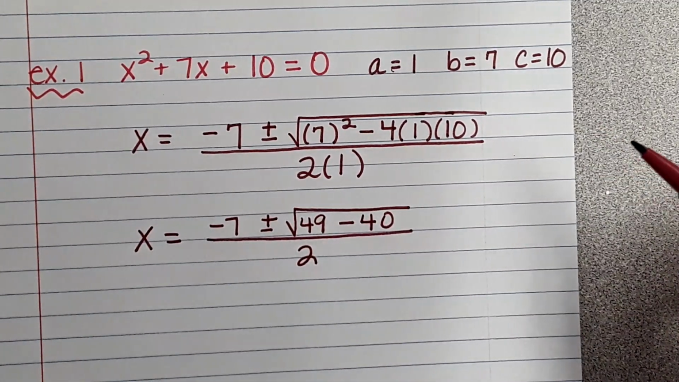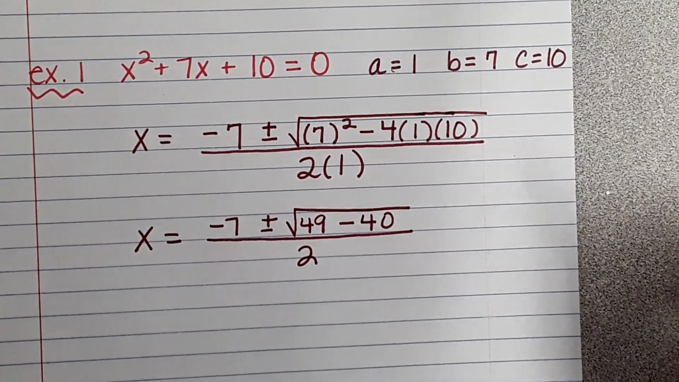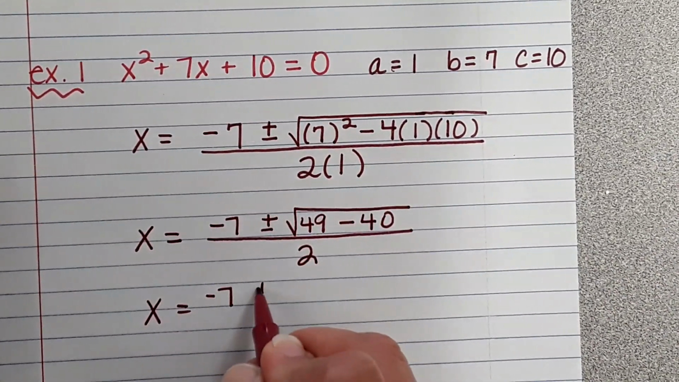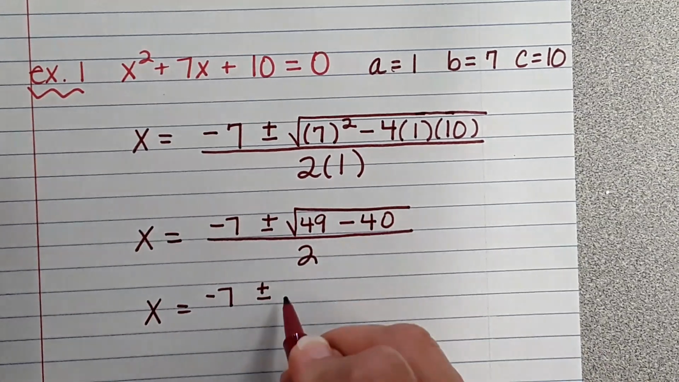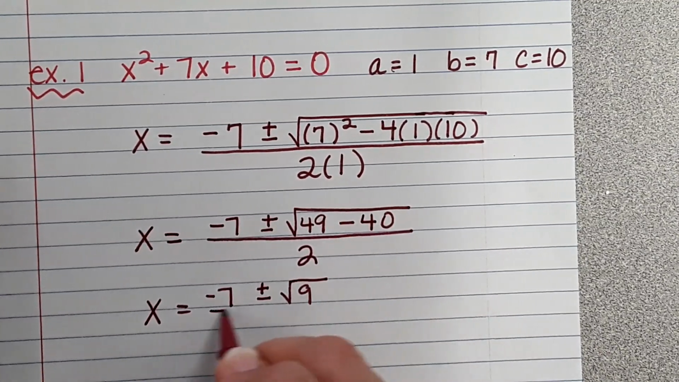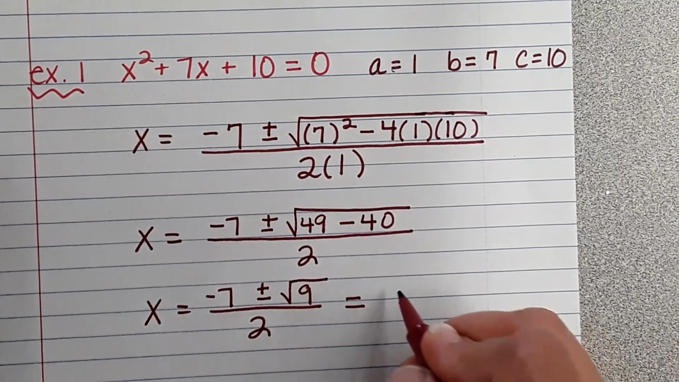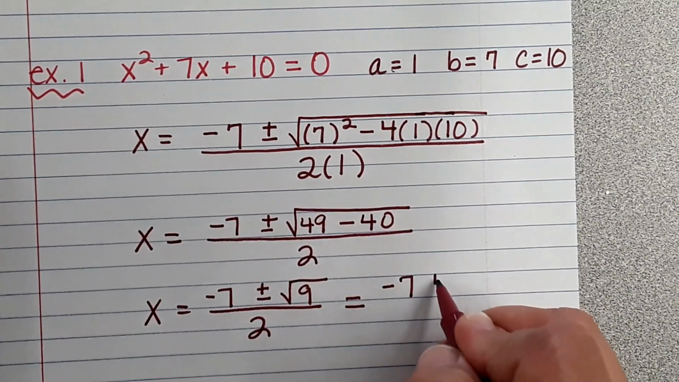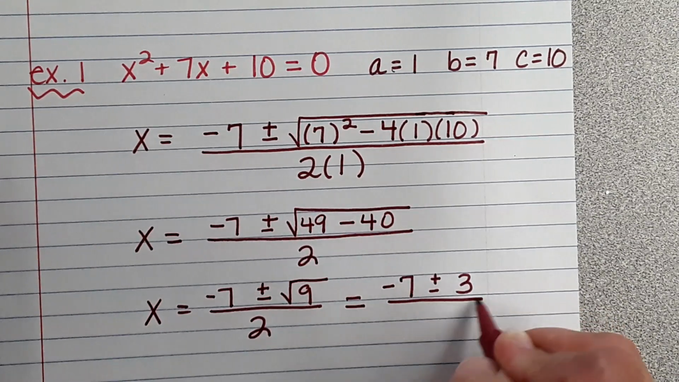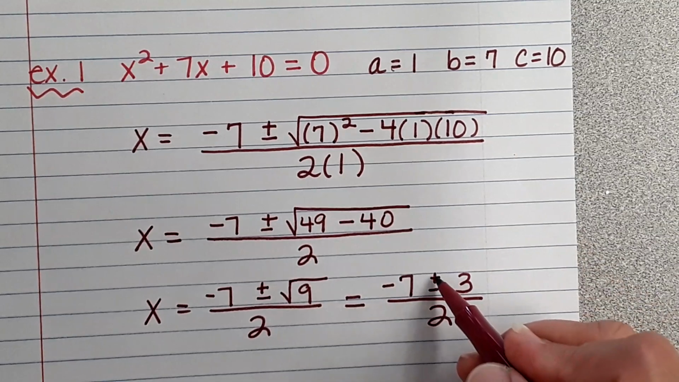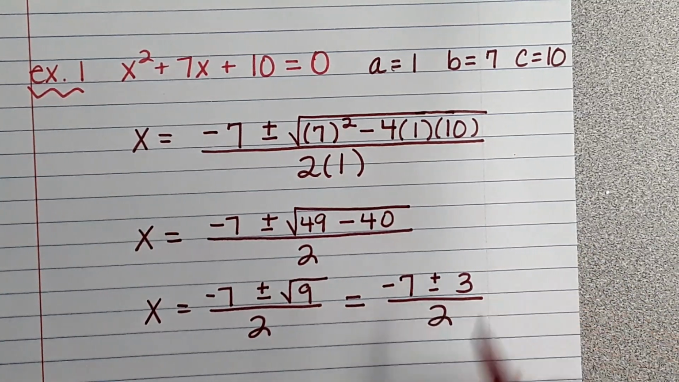Nope, we're not done. You guys, just be patient and it will come, okay? So it's our first one. What's 49 minus 40? Okay, let's keep going. What is the square root of 9? 3. Okay, now we have 2 more problems in this one. See how it says plus or minus? It says plus minus right there.